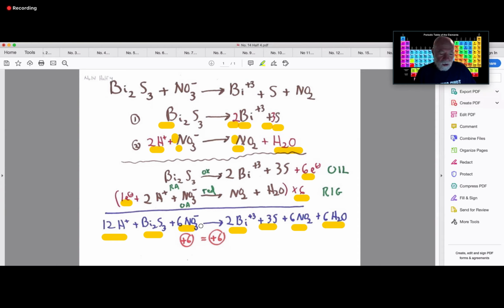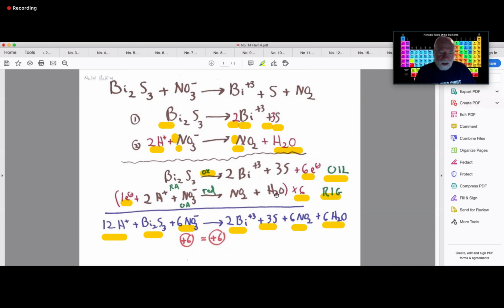How about the charge balance? Okay, we've got 12 hydrogens, that's +12, minus the 6 nitrates, +6. And here we have 3 times 2 is +6. Okay, OIL RIG. Oil is oxidation is losing. The top one is losing electrons, so the top one is oxidation. RIG.